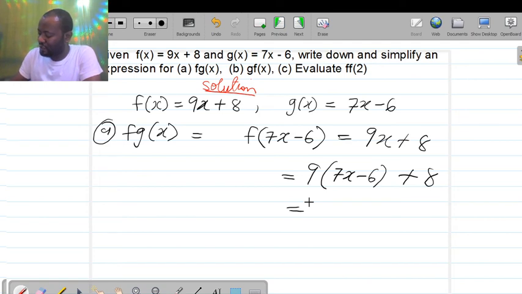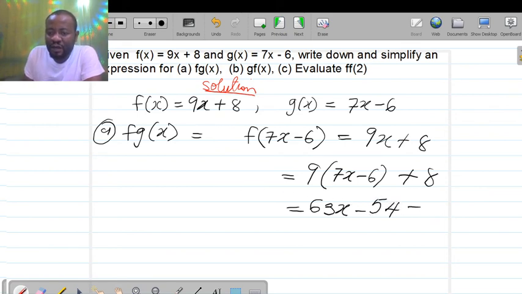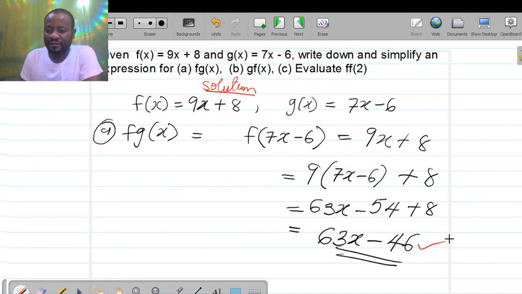So if I multiply, I will have 9 times 7, that gives me 63x, then minus 9 times 6, that is 54, plus 8. So I will now have minus 54 plus 8, that gives me minus 46. So we have 63x minus 46, and this is my answer.